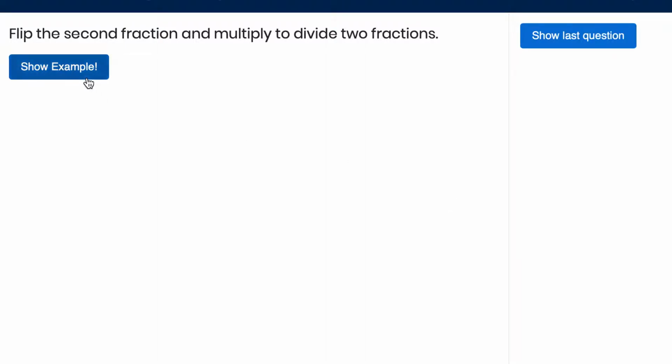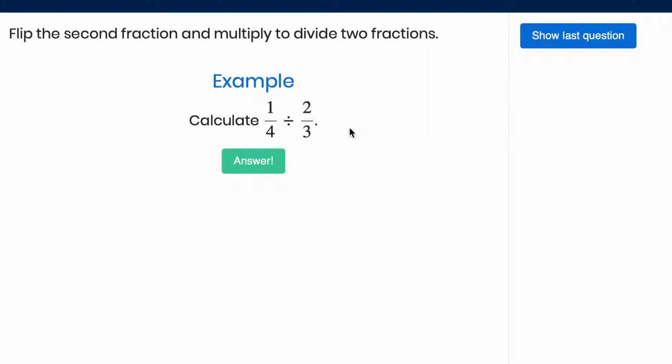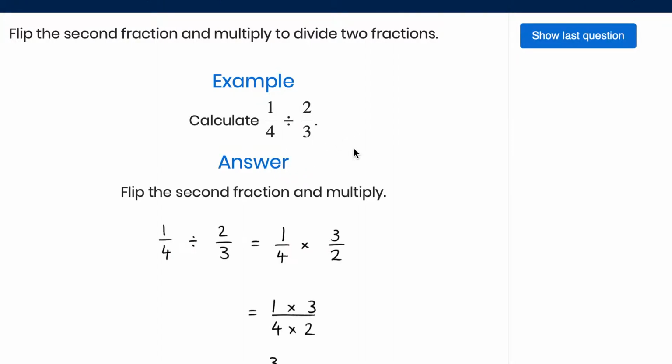Right, so let's see an example. Calculate 1/4 divided by 2/3. So let's see the method. We flip the second fraction and multiply, which means that the first fraction stays the same while we swap the numerator and denominator of the second around. So 1/4 divided by 2/3 is the same as 1/4 times 3/2. Notice that we swap the 2 and the 3 around.